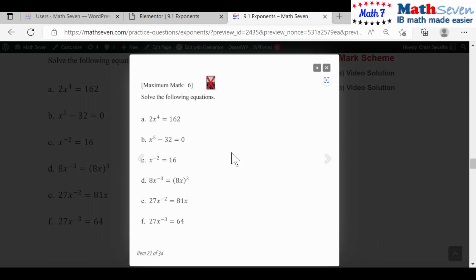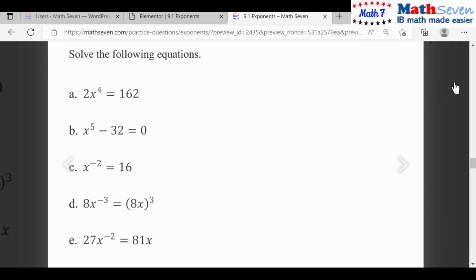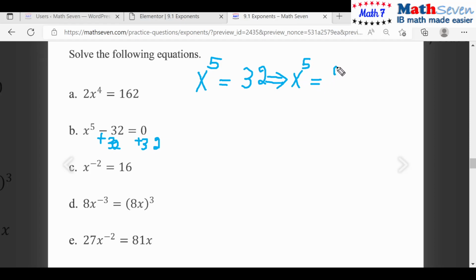For the second question: x to the power of 5 minus 32 equals 0. So I add 32 to both sides of the equation. We get x to the power of 5 equals 32. What is 32? Isn't it 2 to the power of 5? Yes. So I have x to the power of 5 equals 2 to the power of 5.